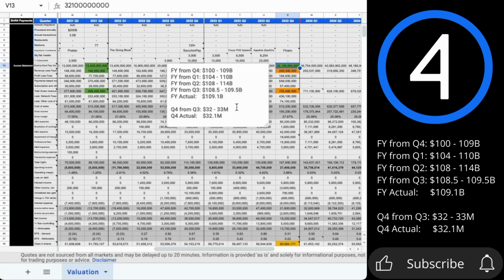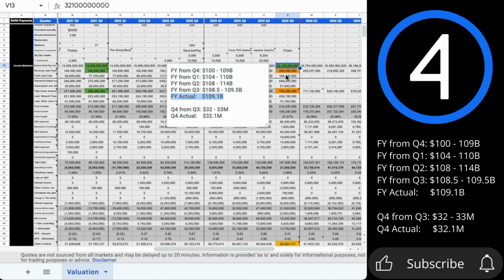We click on this, we can see the history of what they've guided for and ultimately what they actually arrived at. So in this case, they started with 100 to 109 billion. They guided up a little bit over time. So they beat the initial guidance just by a hair and they stayed within the guidance range overall. So there's no red flags, there's no misses here, there's no concerns.